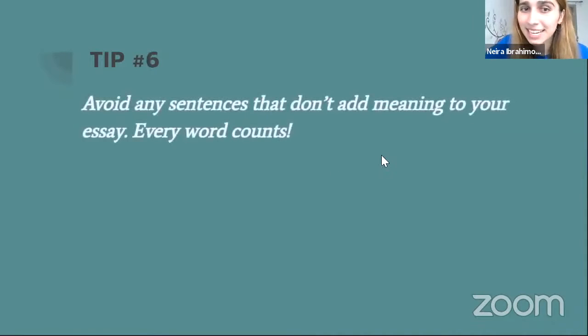All right, tip number 6 is avoid any sentences that don't add meaning to your essay, because every word counts, especially on such a limited word count like 350 words. You're going to realize you have to tell a story, and telling a story in 350 words is very limiting. So adding any fluff or any extra words that don't add meaning, take them away.